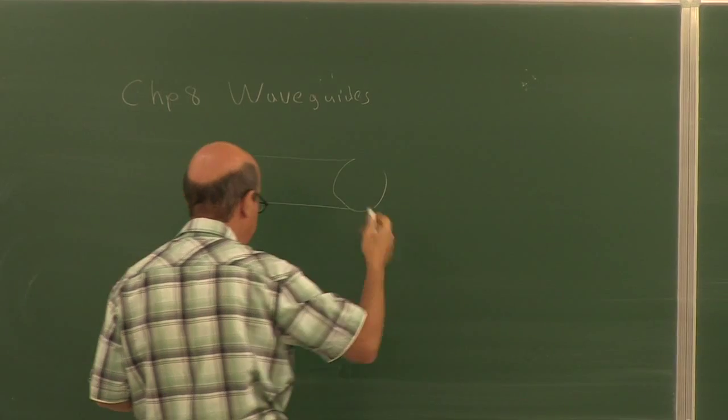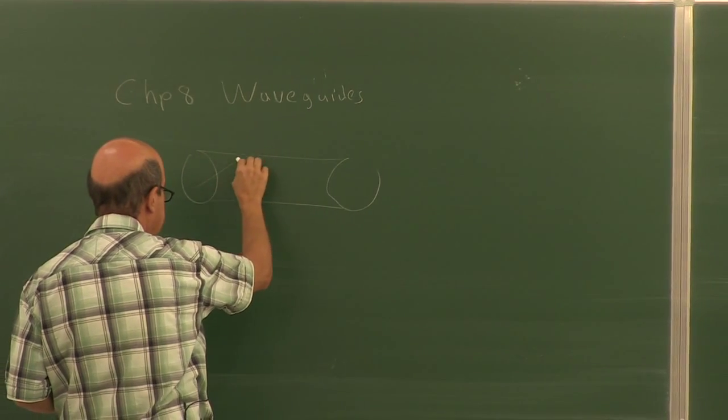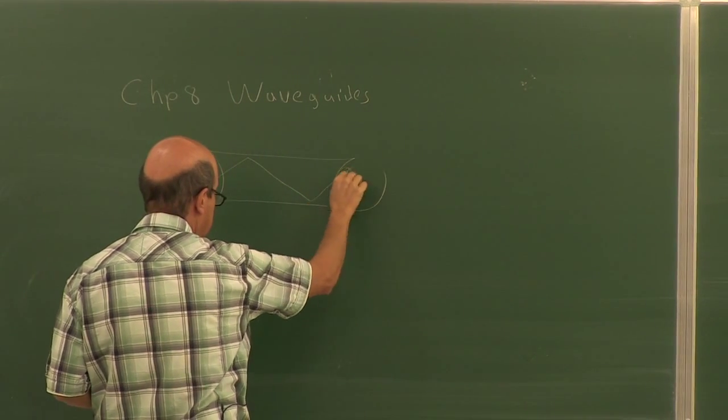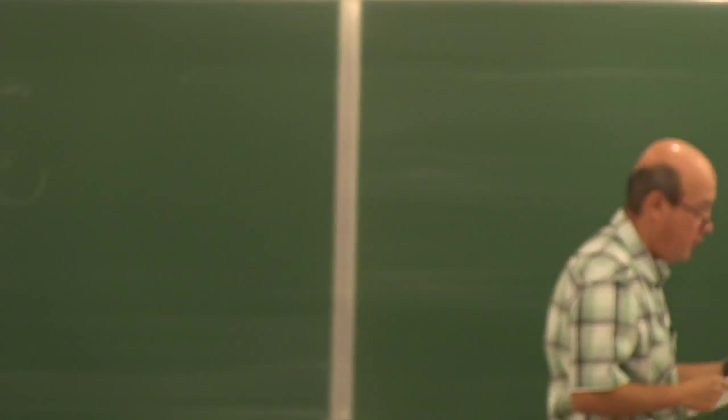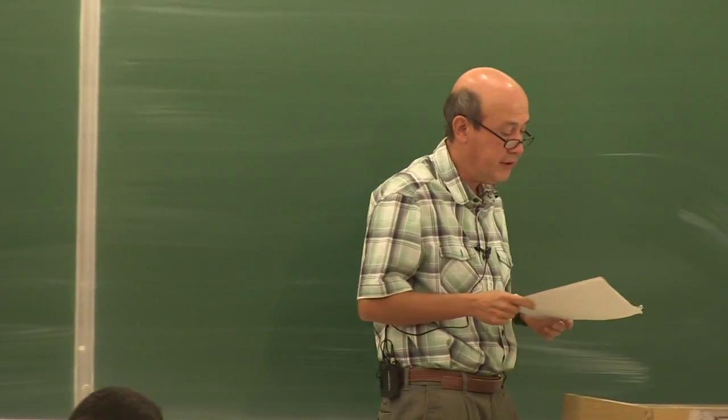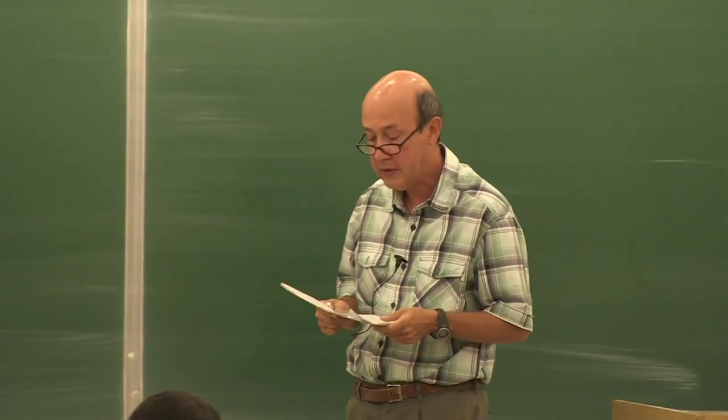So first of all, basically if you have a waveguide, you have walls of the waveguide and the electromagnetic waves are reflected by those walls. So first of all, we have to investigate the behavior of the electromagnetic wave near the conductor.